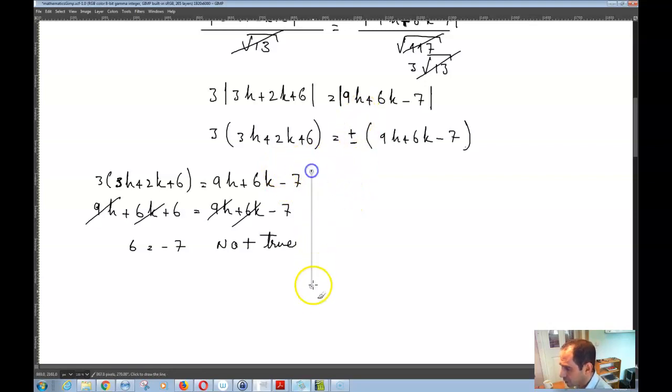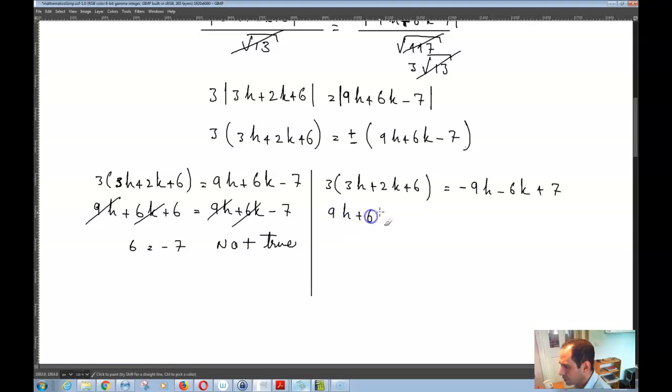Or you can say 3 times 3h plus 2k plus 6 is equal to negative 9h minus 6k plus 7, and that is 9h plus 6k plus 18. Oh no, I made a mistake here. I'm sorry, I did make a mistake here.